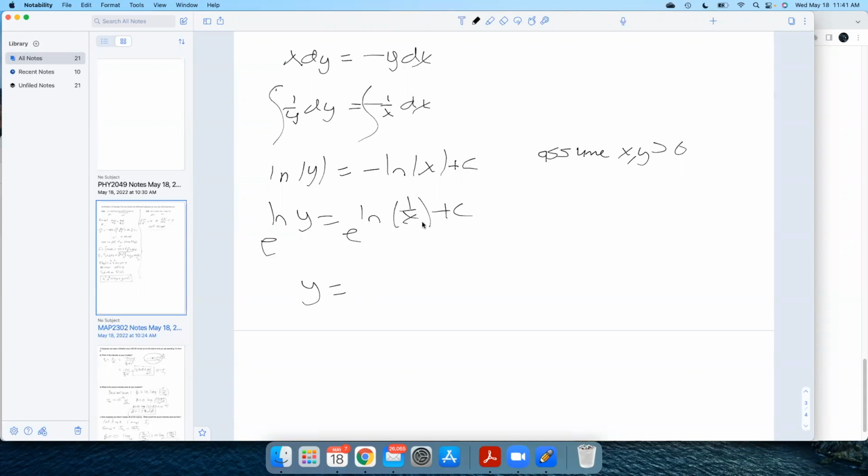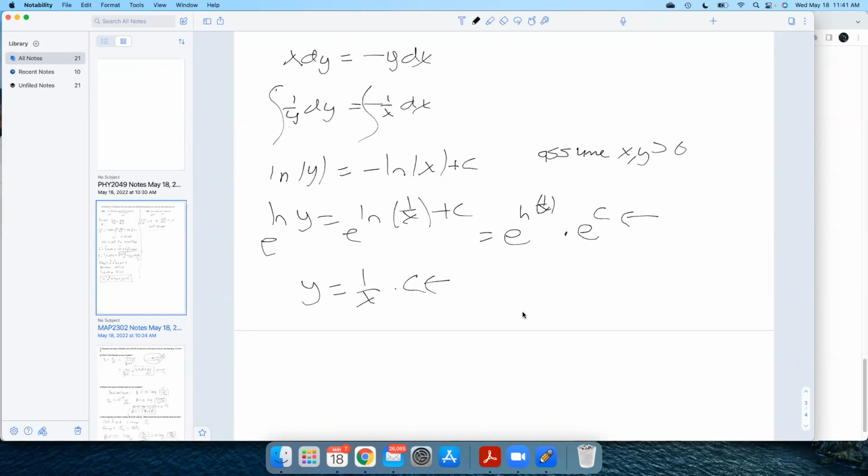Over here, e raised to this stuff, I could think of this as e to the ln of 1 over x times e to the c. E to the ln, those cancel out. E to the c here, well, that's really just another constant. I'm just going to call that some new c. Now that c right there and that c right there are different c's.